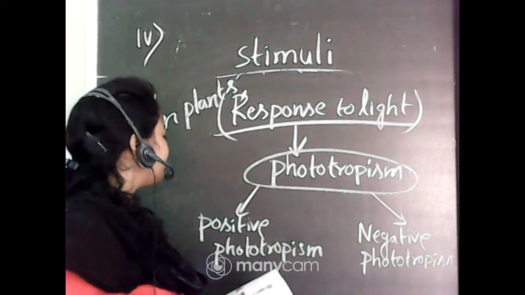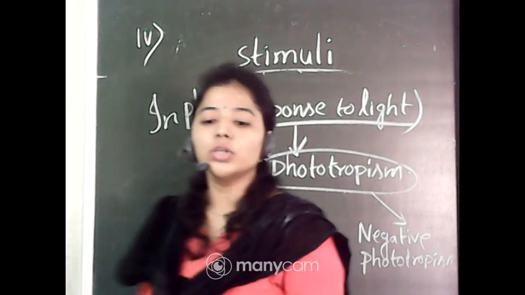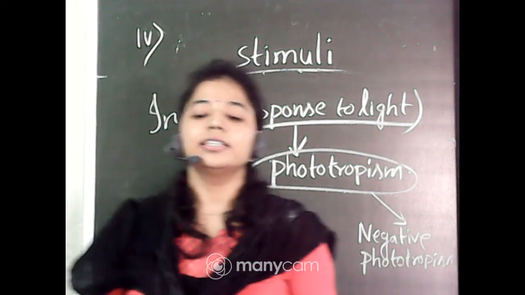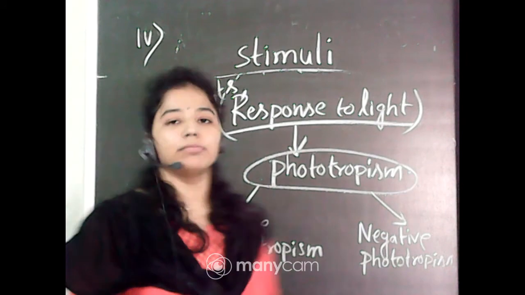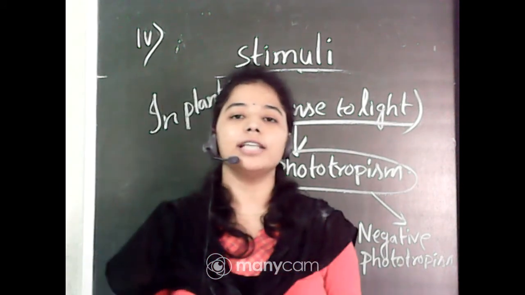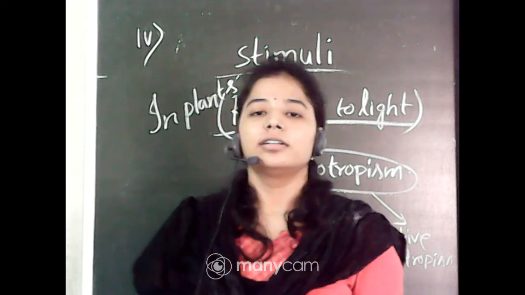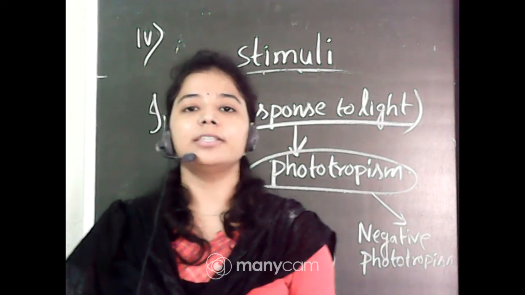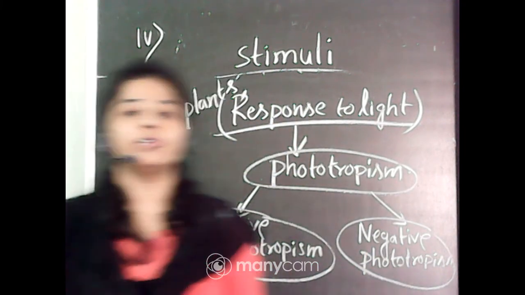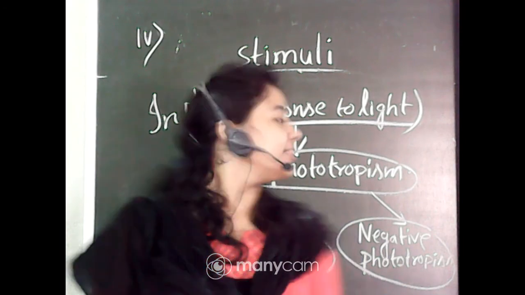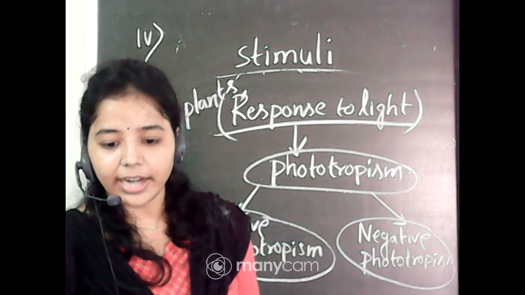When the growth is directed towards light, it is known as positive phototropism. And when the growth is away from the light, then this type of phototropism is called negative phototropism. You can take as an example of positive phototropism flowers like sunflower. They bloom only when sunlight is available. And there are some flowers which bloom at night, such as night queen and dhatura. These plants show negative phototropism. So these are the examples of positive and negative phototropism that I have told.